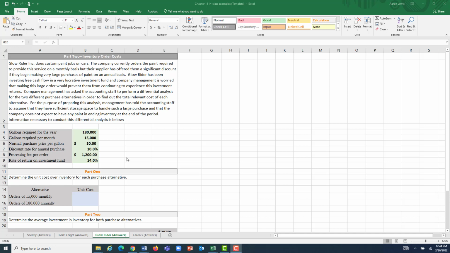We have been buying monthly, and normally our purchase price is $30 per gallon, but our supplier has told us that if we buy a whole year's worth in bulk at once, they'll give us 10% off of every single gallon.